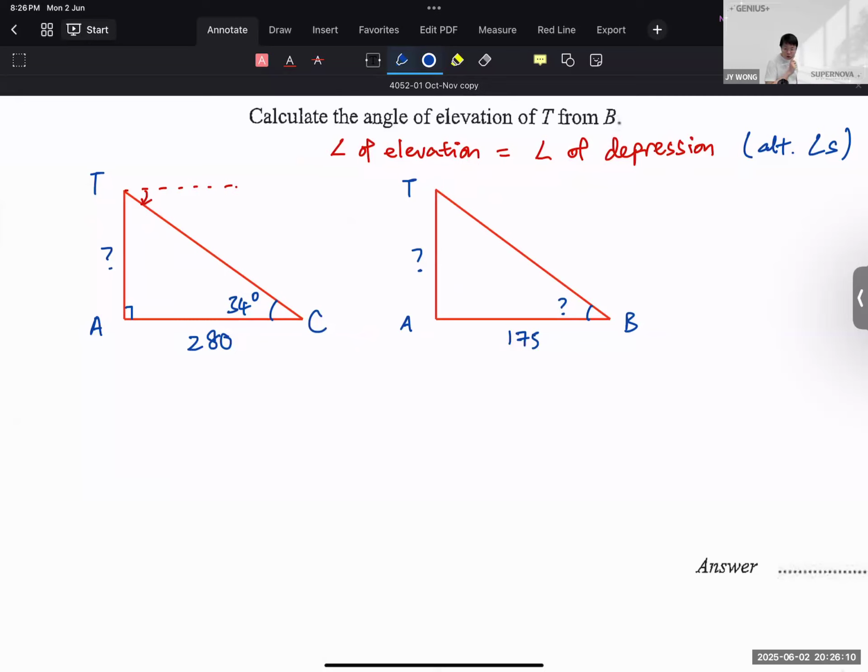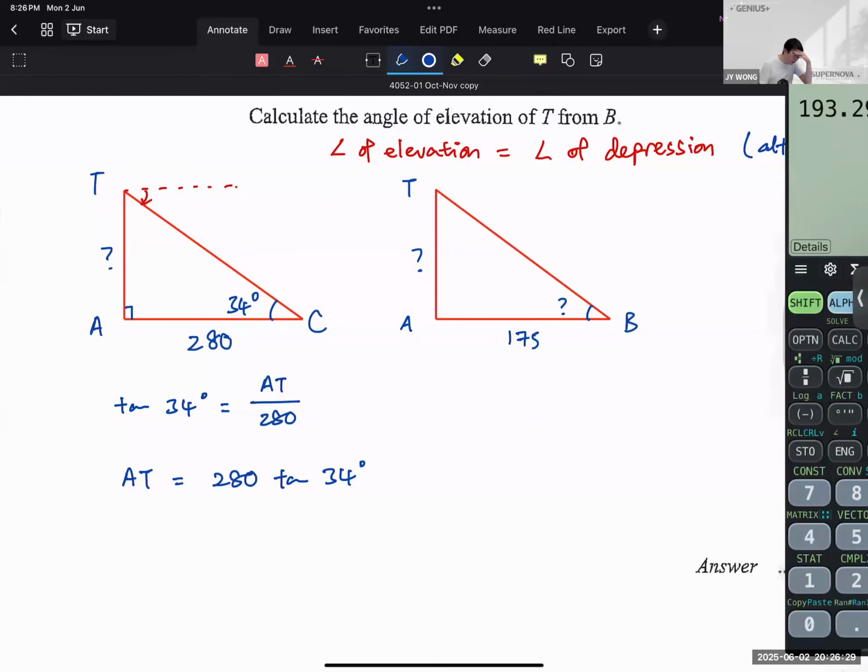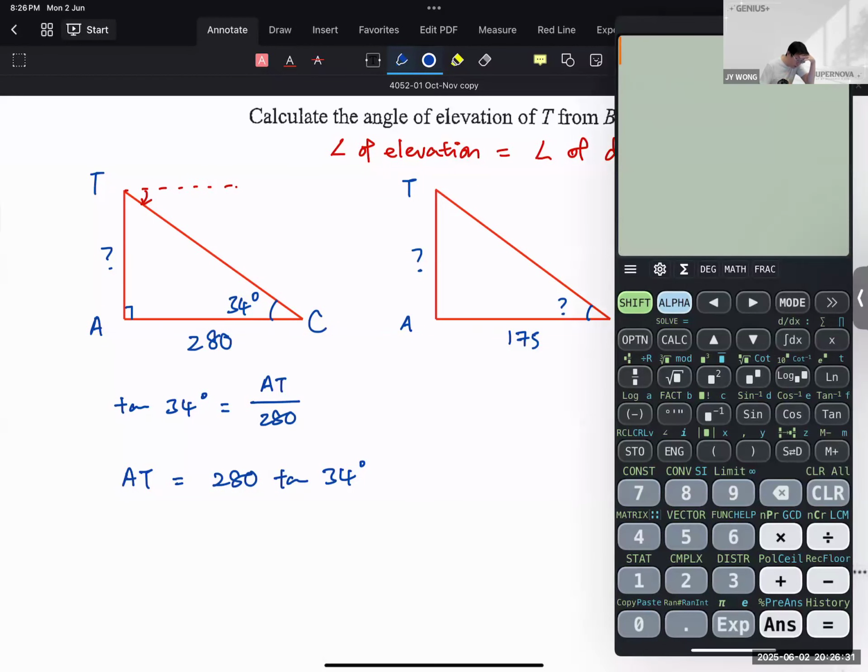I have opposite, I have adjacent, I use tangent. So tangent 34 degrees equals opposite, which is AT, over adjacent, which is 280. Therefore AT is equal to 280 tangent 34 degrees. If you want to evaluate this, then you will find it in 5SF or 4SF minimum. I advise students actually not to bother evaluating this and just leave it as 280 tangent 34.